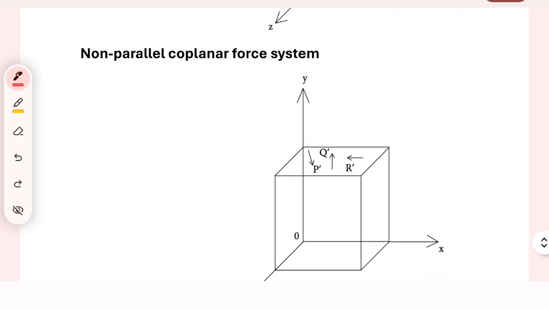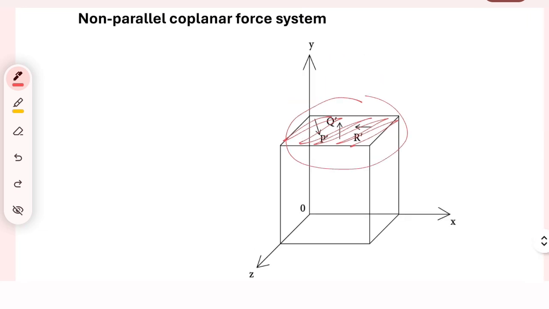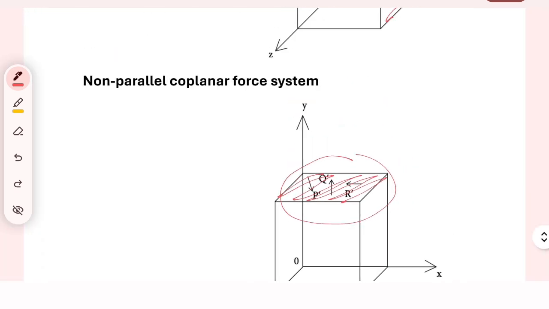And the next one is the non-parallel coplanar force system. The forces are not parallel. Look at the forces P, Q, and R. They are not parallel. So they are non-parallel, but they are coplanar because they are all lying on the same plane. And that is the top of the rectangle or the square. So non-parallel coplanar force system. And those are all the types of coplanar force systems.